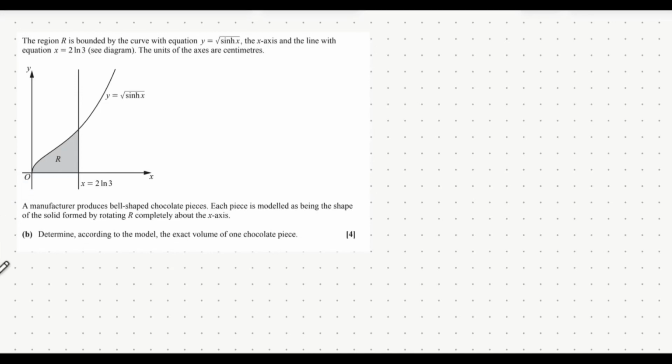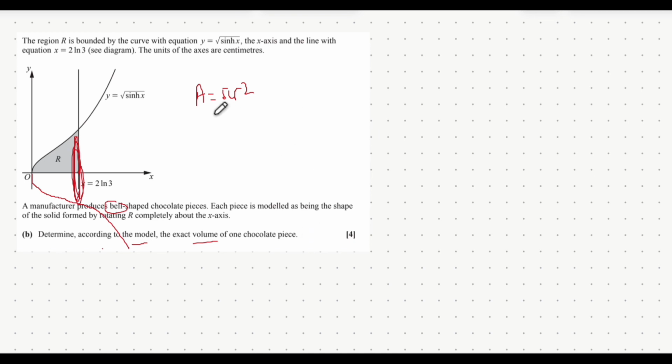In this video, we're going to look at an application style question of integration. So just to start with, it's talking about a bell-shaped chocolate here. If we imagine what a bell would look like, it would be something like this, right? And so what we get is that the cross-sectional area of the bell would just be a circle. Now the area of a circle, I'm sure you guys are aware, is given by pi r squared. And what it's asking for here is, according to the model, the exact volume of one chocolate piece.